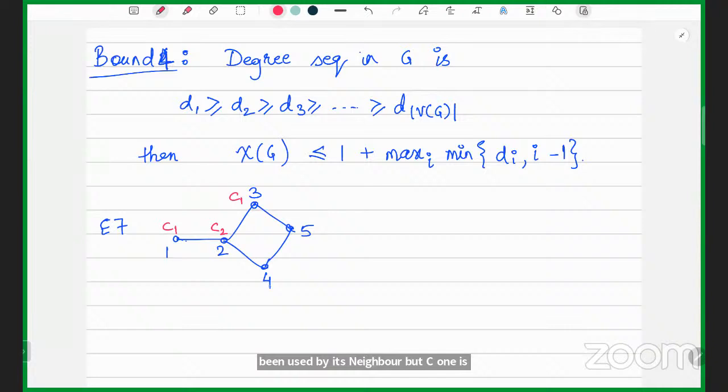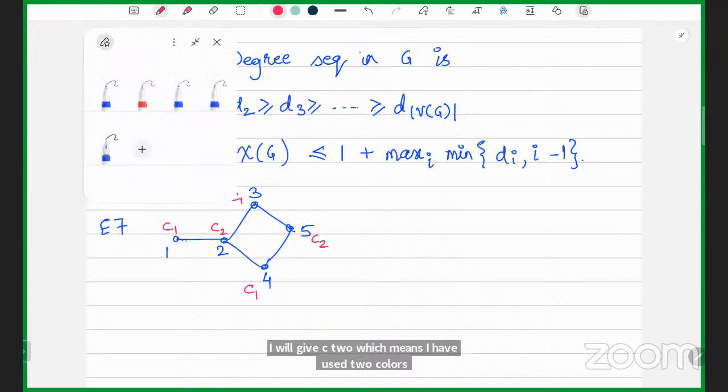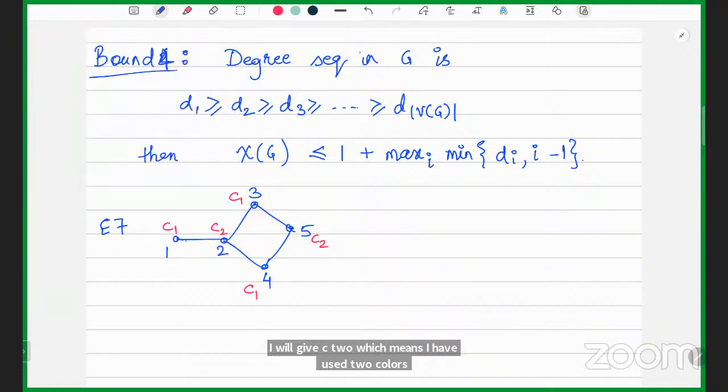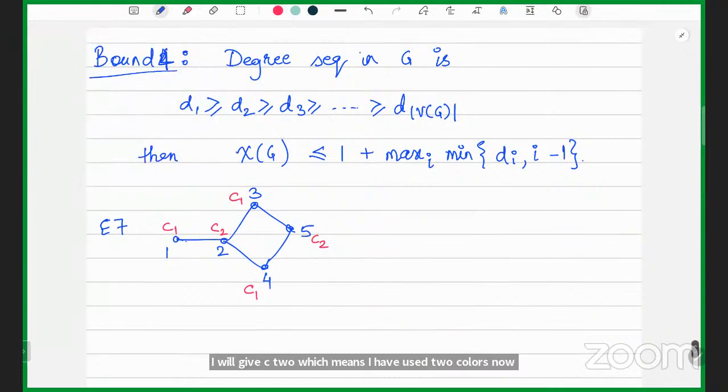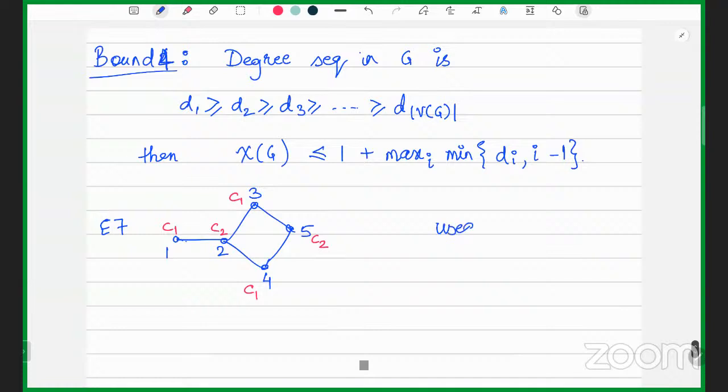I come back to C4 for the fourth vertex. Again, C2 has been used. I'll put C1. I come to the fifth vertex, and by its neighbors, C1 has been used, which means C2 is available. I will give C2, which means I have used 2 colors.